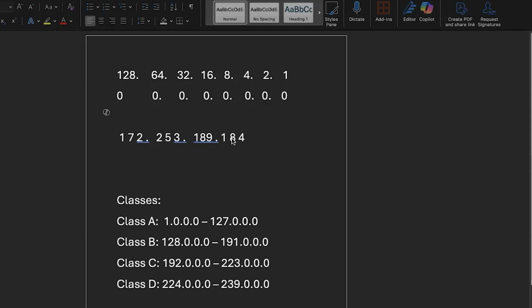If you look back at the previous lesson about binary formatting, we got to this 172 by turning on the 128 bit plus the 32 bit plus the 8 bit plus the 4 bit. That gives us 172, right? This is the IP address itself.